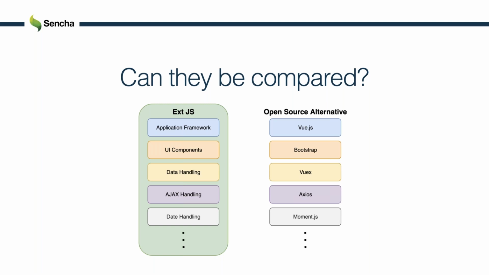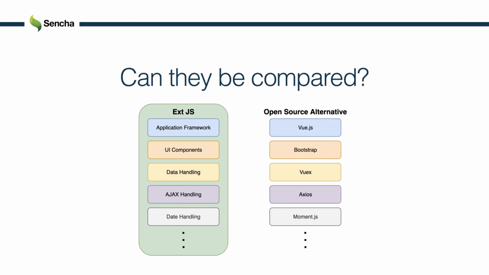So when people try to compare JavaScript frameworks, they try to compare Ext JS with one of the big three libraries that we mentioned before, React, Vue, or Angular, but it's not really an apples to apples comparison. So if you select Vue, for example, as your open source library of choice, then you need to pick a UI framework, so something like Bootstrap.